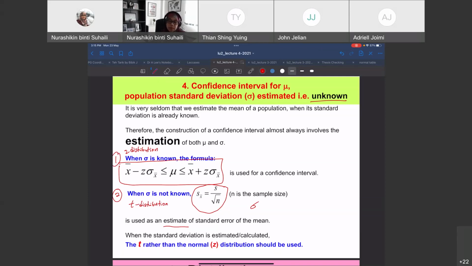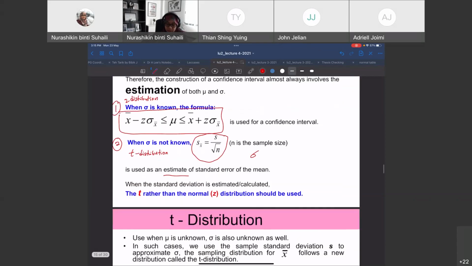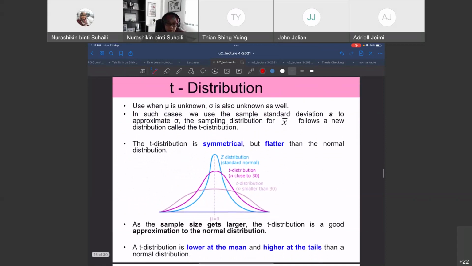Okay, so there are two situations. The first one that we covered just now is when the standard deviation of the population is known. Now let's move to the second scenario, when the standard deviation of the population is not known, and how to use the T distribution. But first we have to understand what the T distribution is. The T distribution is used when mu is unknown and the standard deviation is also unknown. We use the sample standard deviation S to approximate sigma.